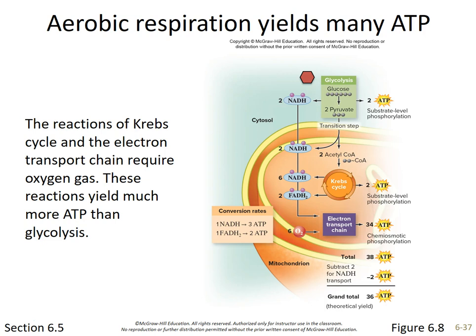Aerobic respiration yields many ATP. Okay, so the Krebs cycle and the electron transport chain require oxygen gas, and as a result, they have a much higher yield of ATP than glycolysis. And that's the process we're going to look at now.